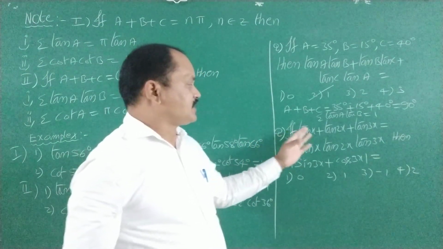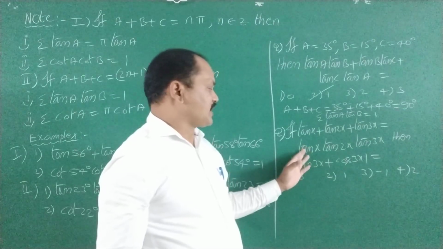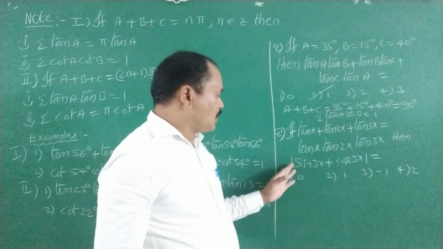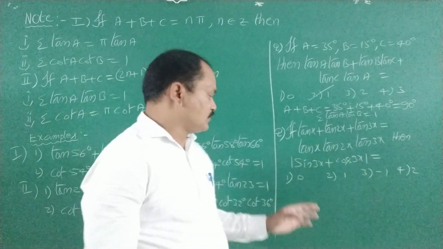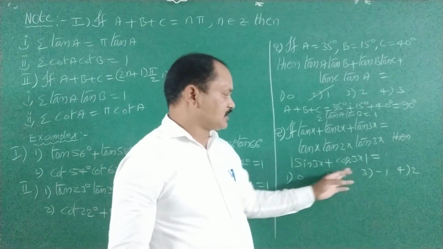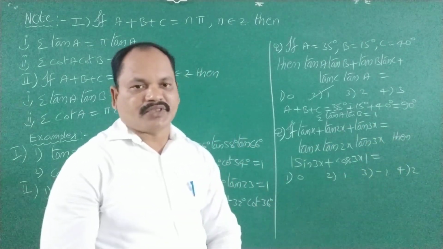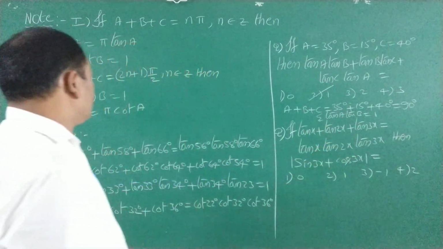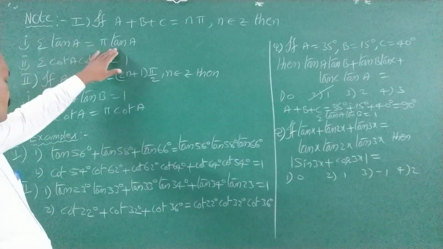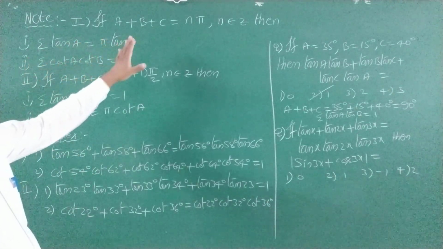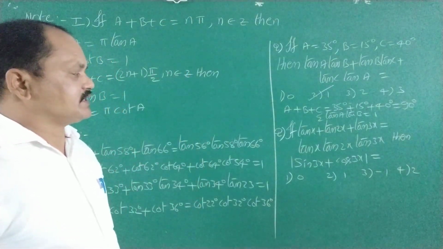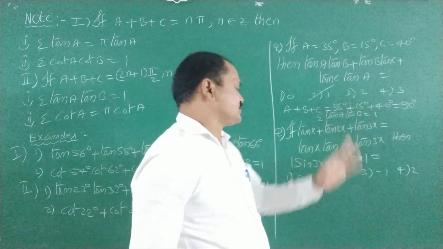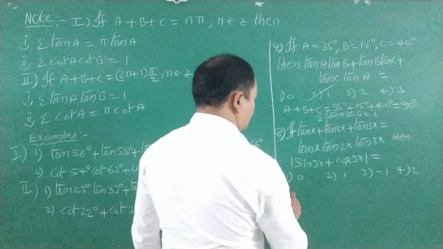Now, another question. If tan X plus tan 2X plus tan 3X is equal to tan X into tan 2X into tan 3X, then the value of mod sin 3X plus cos 3X: first option 0, second option 1, third option minus 1, and fourth option 2. Now observe. Sigma tan A is equal to pi tan A is possible when the sum of the angles is 180 degrees. That means x plus 2x plus 3x is equal to 180. So, we have to take the solution for this.